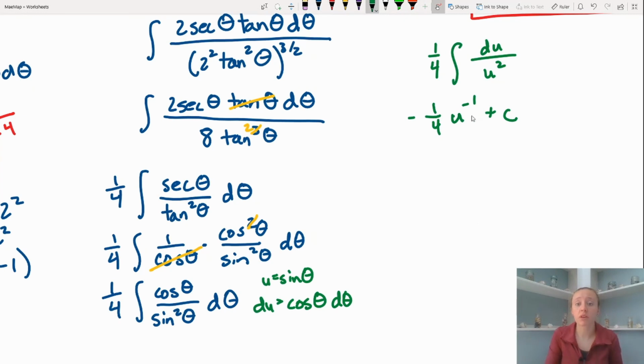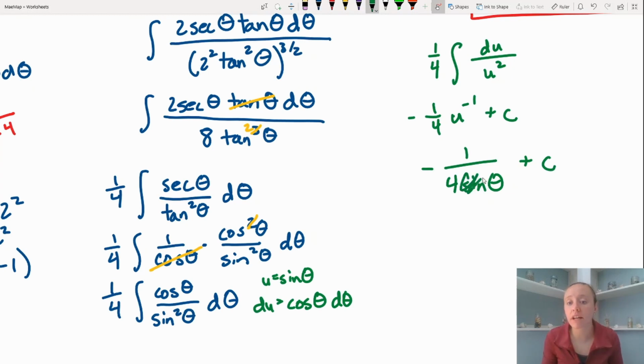So -1/4 u to the -1 plus c, I'm going to plug in what u is, which is sine of theta. So I'm going to write this as -1/4 sine of theta. All I did was bring this u into the denominator. And don't forget my plus c. Now this is the perfect case of going back to that triangle. Because I have a trig function of theta, I can use my triangle.